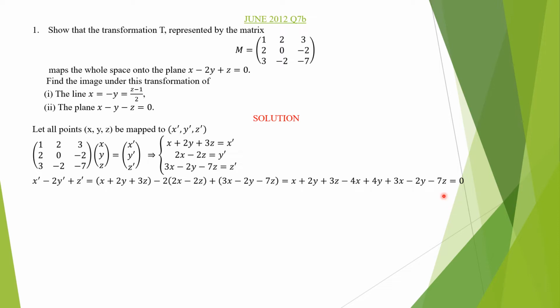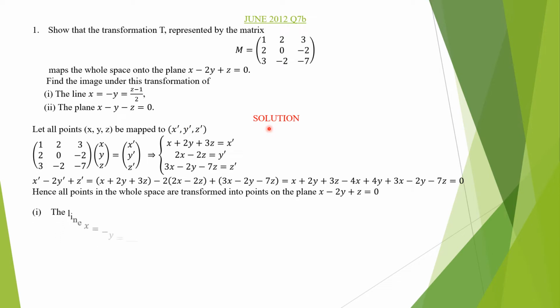So let's look at the Roman 1 and Roman 2 of the question. Okay, the Roman 1. We conclude, hence, that all points in the whole space are transformed into the points in this plane. Since this is our whole space, all the points are x, y, z, and this is the plane containing all points x prime, y prime, z prime.